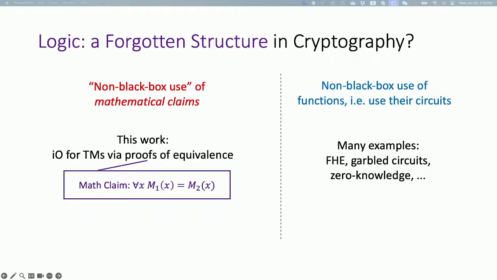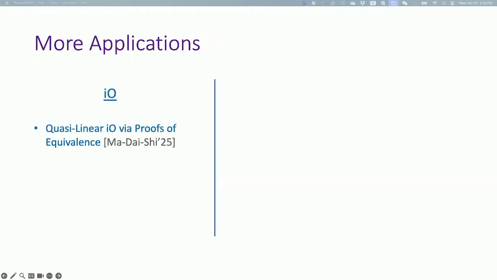So in this work, the corresponding mathematical claim is the functionality equivalence of the two programs. Can we find more applications, since we have many applications of non-black-box use of crypto in cryptography? Can we find more applications that use this logic? So in the next talk, Elaine will tell us how to use logic to improve the runtime of I/O.